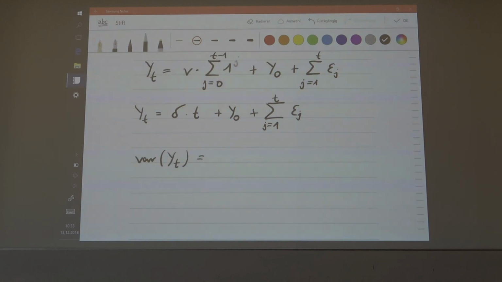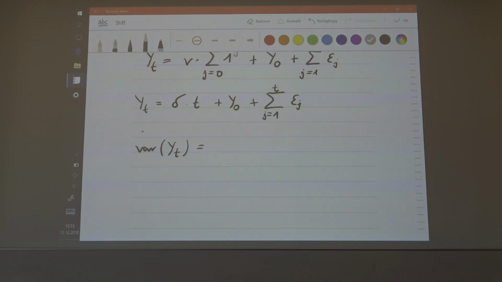Okay, now before we go into this, we assume that the starting value is already fixed. Okay, so you have y0 is going to be equal to c almost surely. Okay, so it's going to be a constant with probability 1. So if you look at the variance here of that, then you would basically have that this is going to be, let me just start here. So this is going to be delta times t plus y0 plus the sum of the noises. Okay.